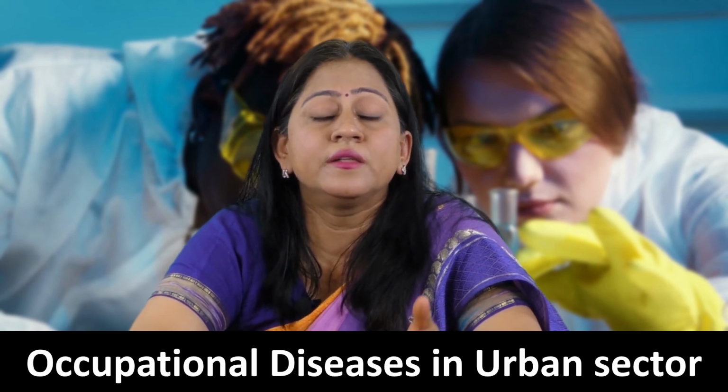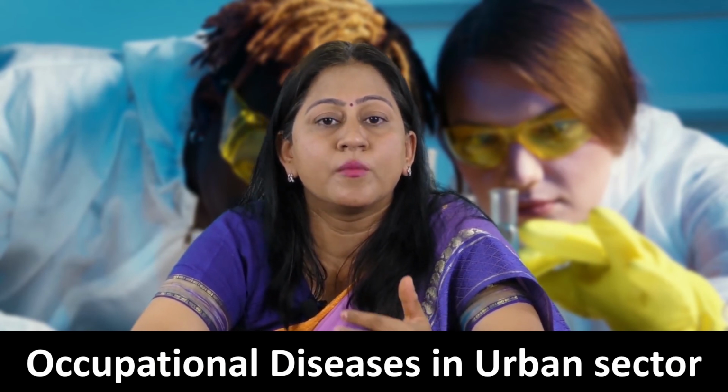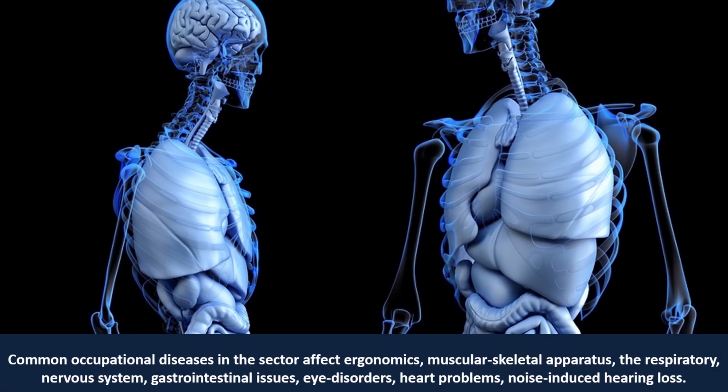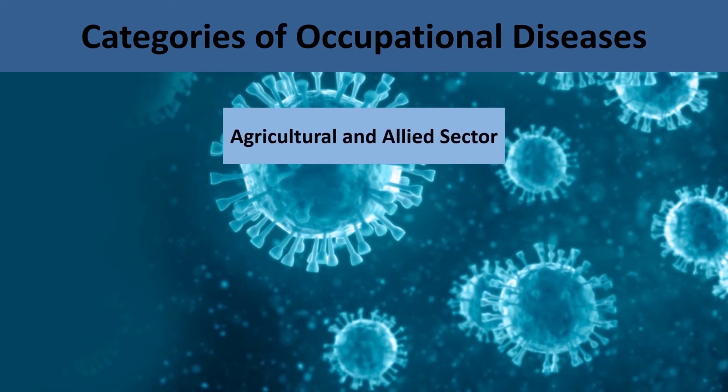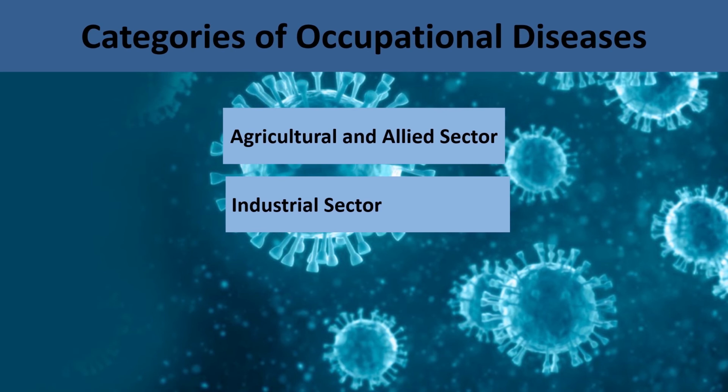In the urban sector, ergonomic hazards are more common. Respiratory and nervous system problems, eye disorders, heart issues, lifestyle-based diseases, noise-induced hearing loss, blood pressure and mental health issues are very common diseases in the urban sector. When we divide occupational diseases, it may be on the basis of agriculture and allied sectors like dairy, horticulture, poultry, with different kinds of diseases occurring in those sectors. The industrial sector includes even mining and other industrial work carried out without any safety mechanism, without any safety procedures being followed.